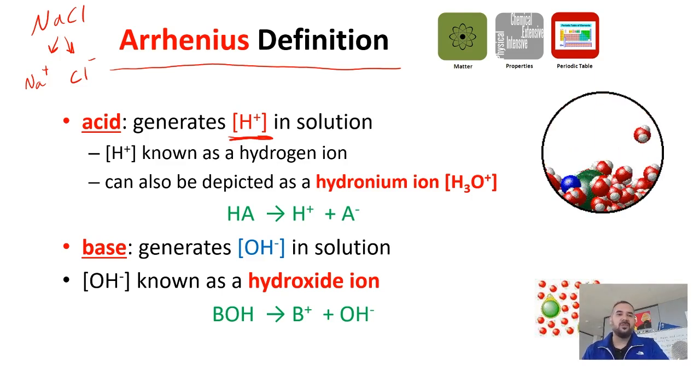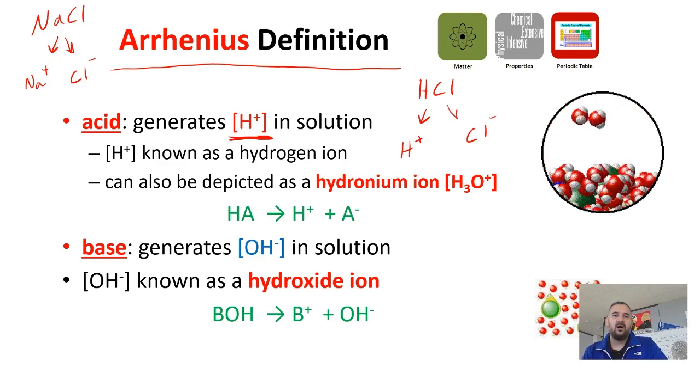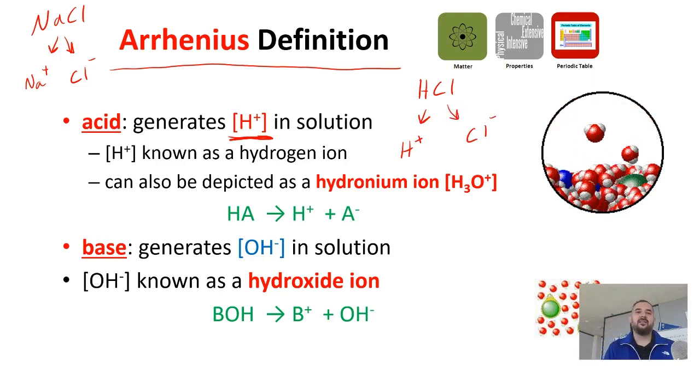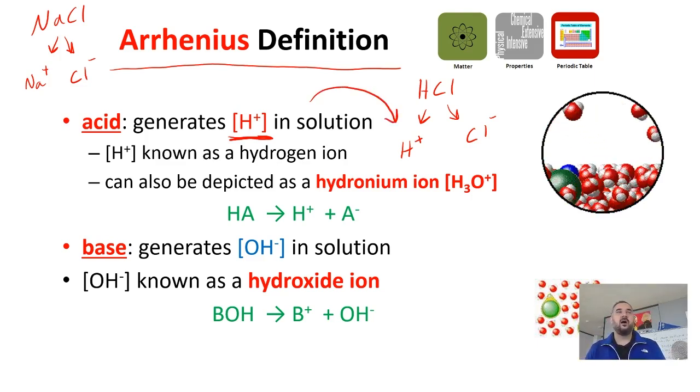Now, acids, when you put them in water, they do a very similar thing. So HCl, hydrochloric acid, when we put it in water, it's also going to generate ions. It's going to generate H plus, and it's going to generate Cl minus. Now, Arrhenius's definition is an acid is anything that if you put it in water, it generates H plus. So HCl falls under Arrhenius's definition of an acid.